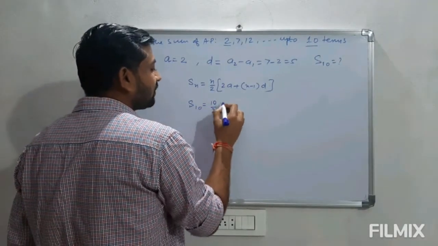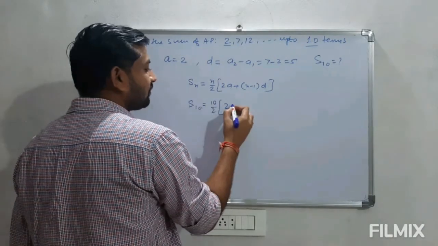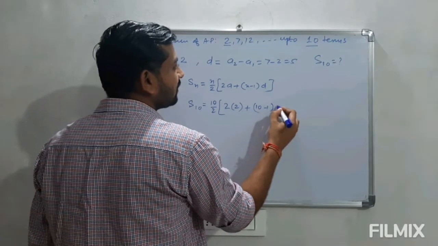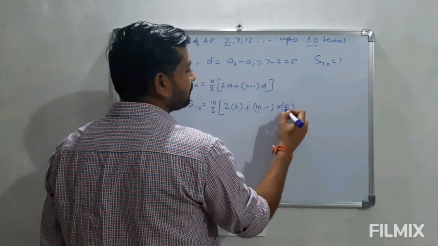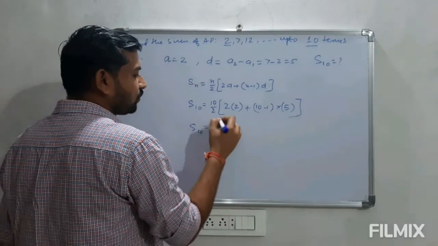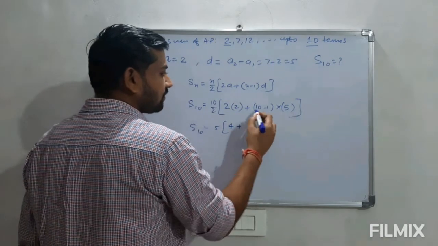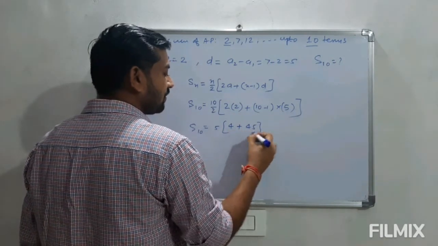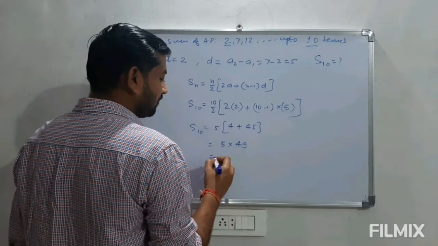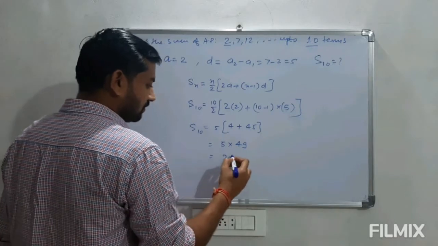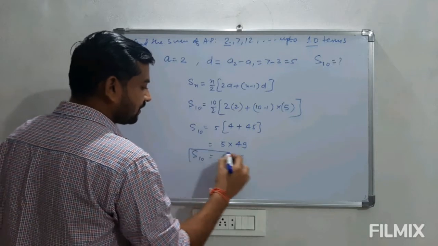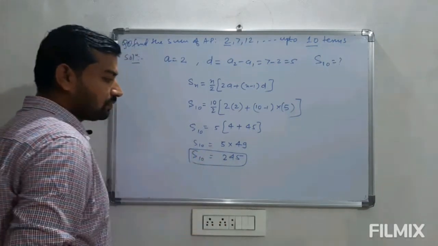So let us substitute 10 here. 2 into the value of a, which is 2, so 2 into 2 plus (10 minus 1) into d. Here d is 5. So this is what we are getting here. S10 is equal to 10 upon 2, which is 5, into (4 plus 9 into 5, which is 45). So from here we are getting 5 into 49, which is nothing but 245. So this is what we are getting here. S10 is equal to 245.